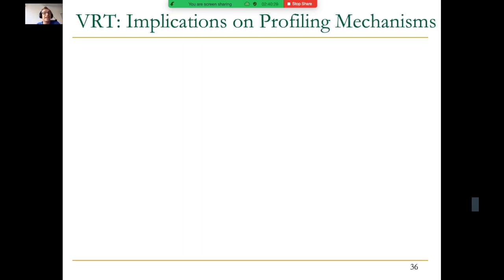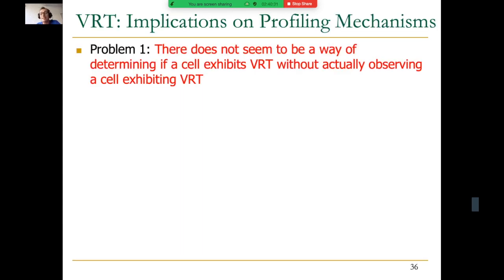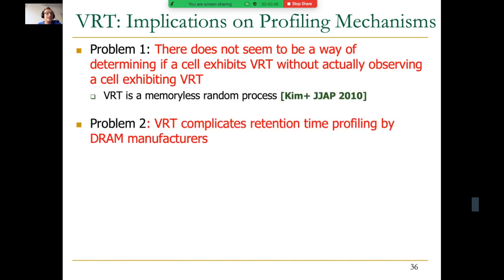So let me finish the implication of the retention time profiling mechanism, and then I will take a look at whether there are questions. But basically, we have a big problem. There does not seem to be a way of determining if a cell exhibits variable retention time without actually observing a cell exhibiting variable retention time. And we have tried hard so far to model this, but because it's a random process, it's very hard to model. It's a memoryless random process.